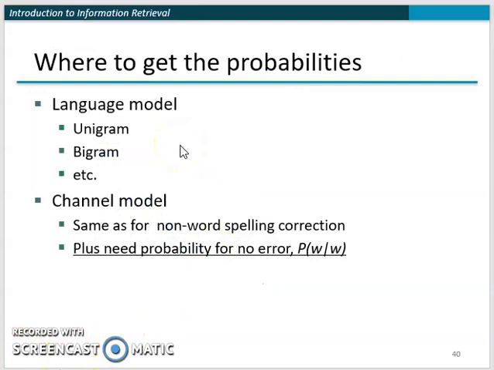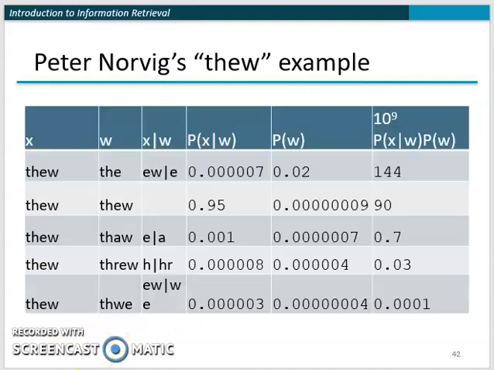We can calculate the prior probability and the noisy channel probability as we did for non-word errors. The only change that occurs now is that we also need the probability of correction. So if you remember, in the confusion matrix for non-word errors, the diagonal entries were zeros. Now we need those entries too to find the probability of the correct word.